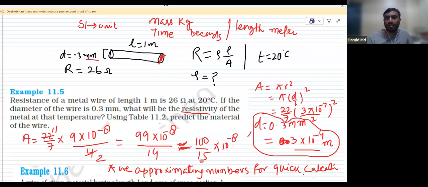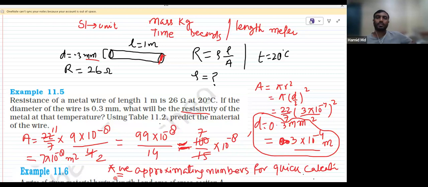So again, it will be around 15, 6 and 90, so it will be around 7. Again, I'm saying around 7. So 7 into 10 to the power minus 8 is the area in meter square. You may write it is 7 into 10 raised to the power minus 8 meter square. We are highly approximating it.